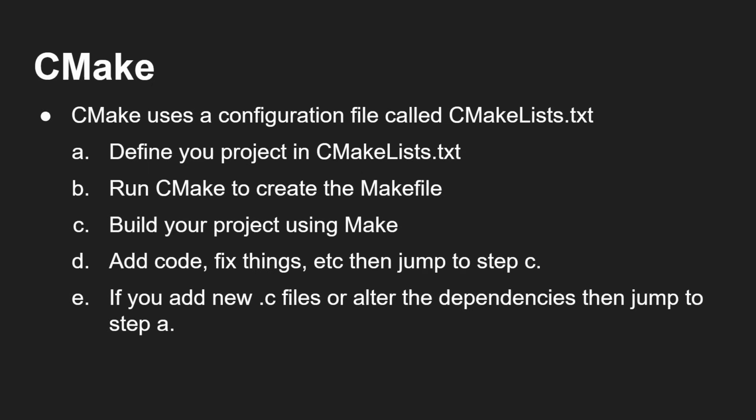But if you add a new C file or a new header, or you've got a new dependency on a new library, then you'd go back up to step A, where you'd add in those dependencies, add in that new source code, you'd create the Makefile again, and then you'd carry on going that way. So you stay inside that loop just doing the Make and then edit the code until you change the structure of your project, and then you need to go back up to step A.